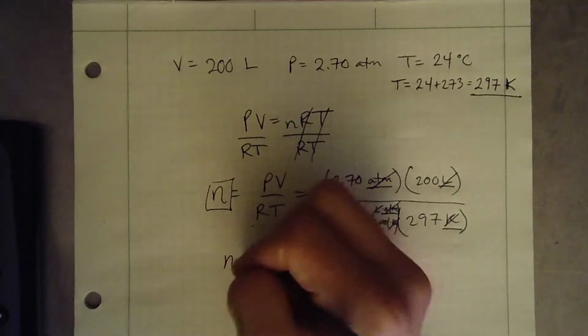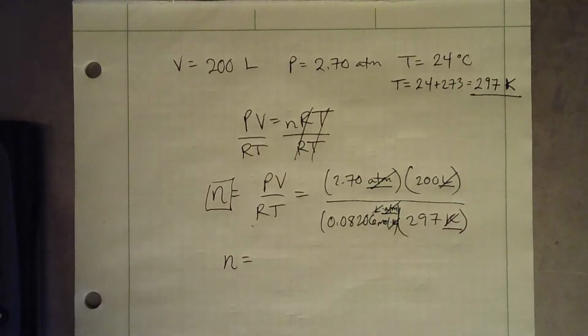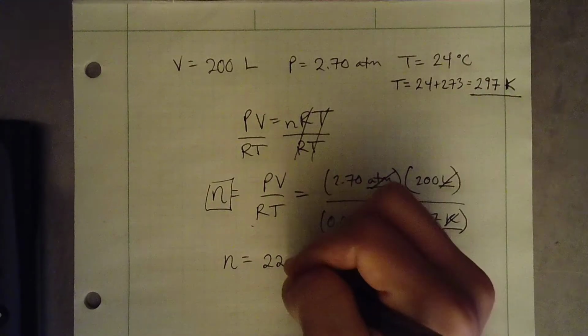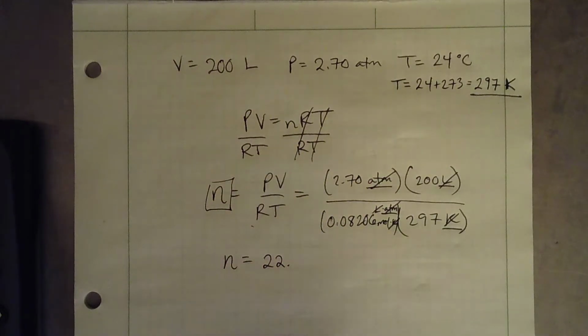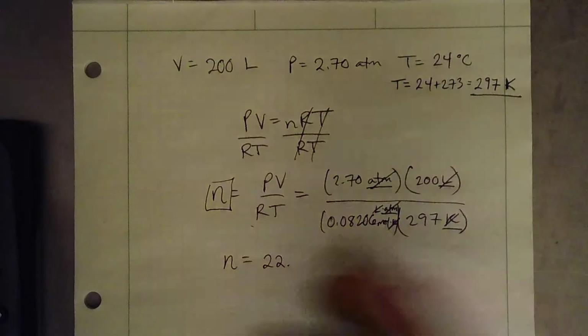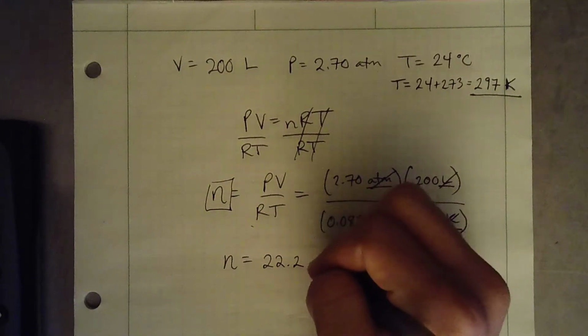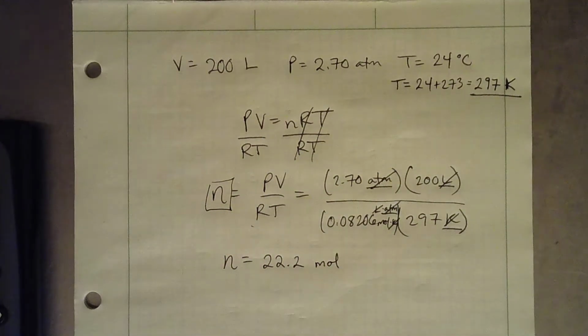So my value of n then is, I'm going to get my calculator out again, 2.70 times 200 divided by 0.08206 and 297. n is equal to 22 point, let's see, how many sig figs should I work with here? It looks like 3 is probably good enough. 22.2 moles. That's how many moles of substance I need to fill these tanks.